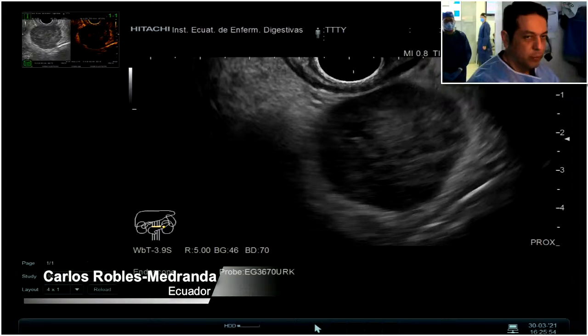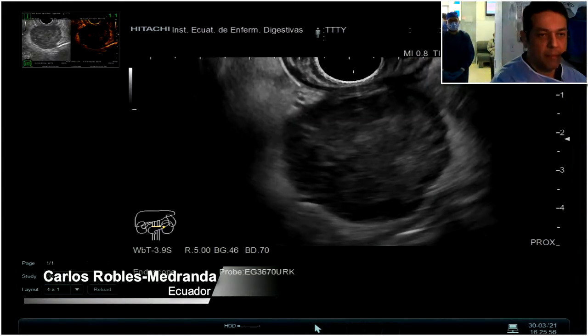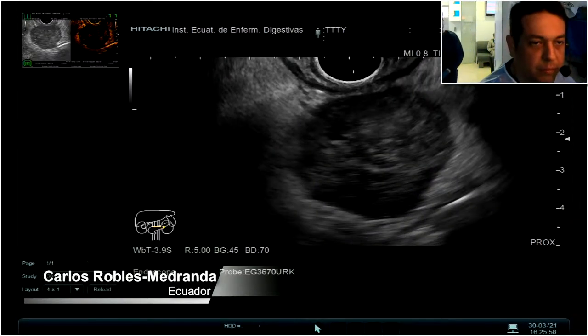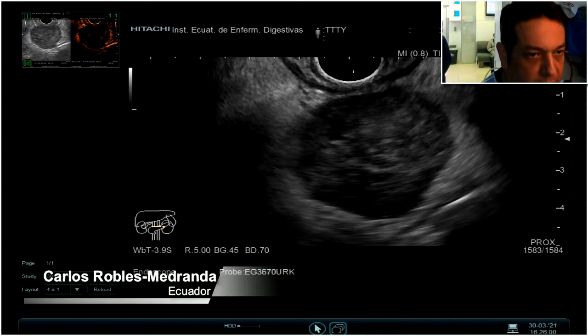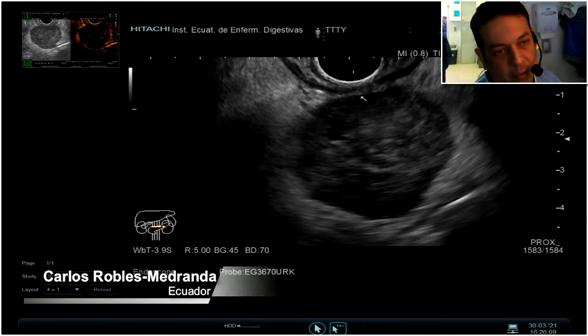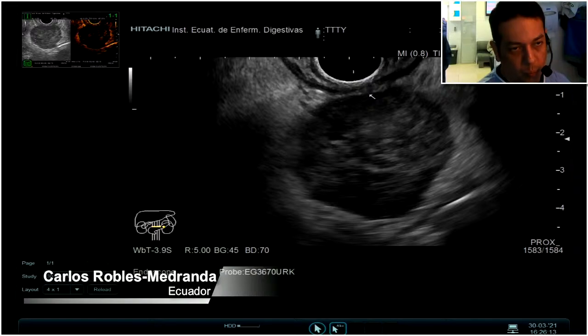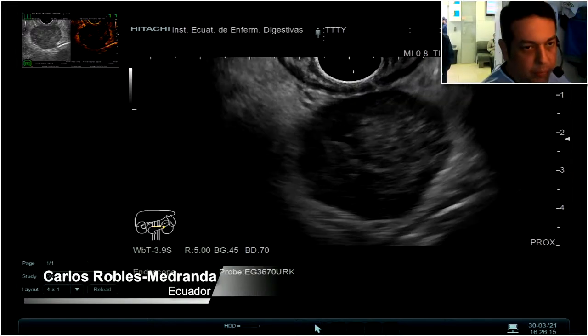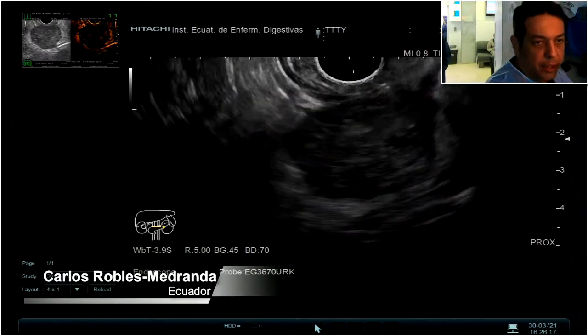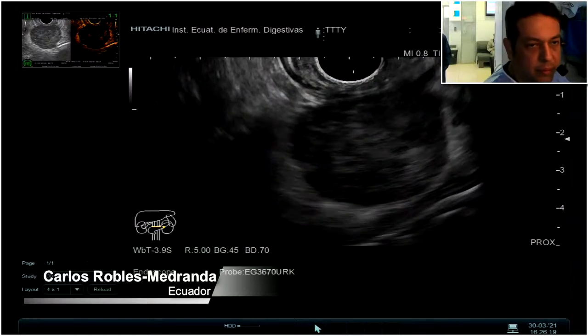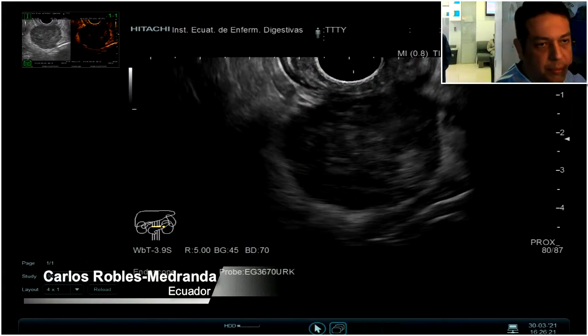So we have here this lesion, as you can see, coming from the gastric wall, from the last part of the wall, so the muscularis propria. Okay, you can see here very well. Here is a very good image.